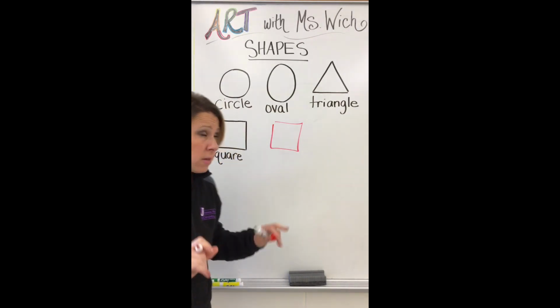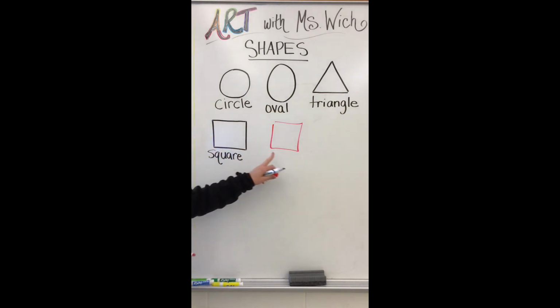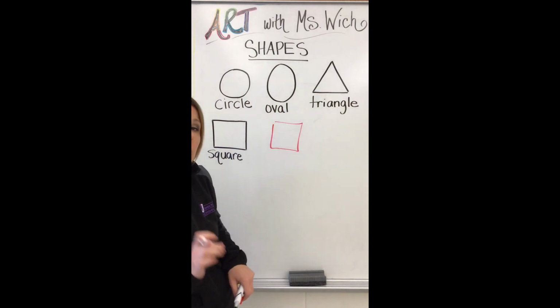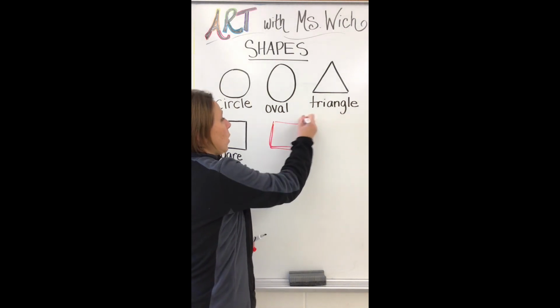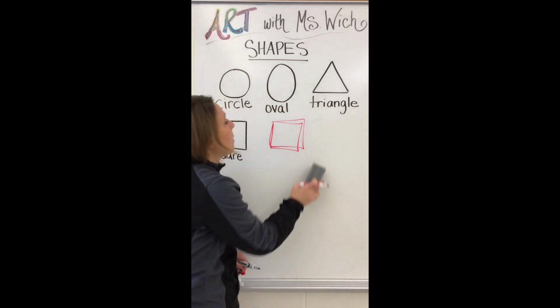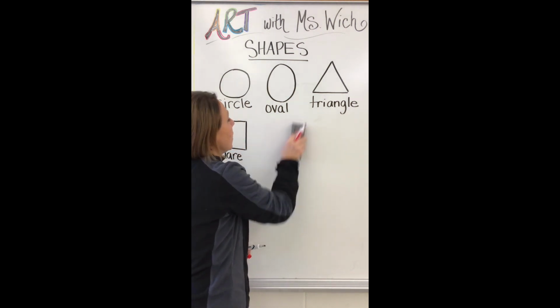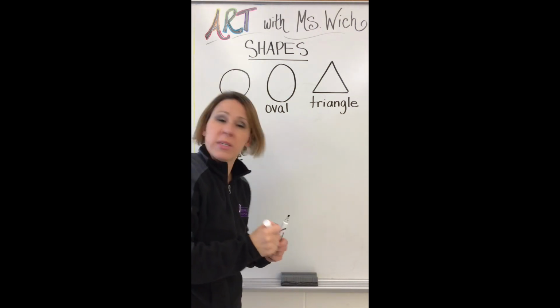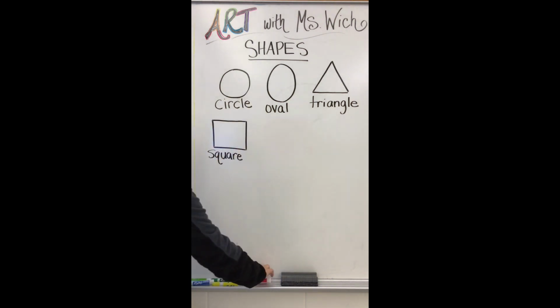Now, don't do this. I'm just showing you. Do you see how that square, even though you could tell it's a square, does not look as perfect as my other square that I took my time and did it line by line? So don't go in one motion. It's not going to come out as good until you get lots and lots and lots of practice the way that Ms. Wich does. Okay, moving on now.